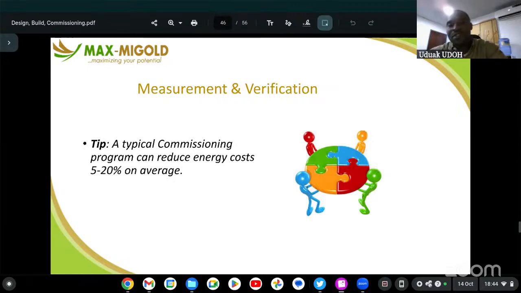So what would you do? When installation has been done right, and testing is properly done to make sure that each of the components is tested and working fine, then it is commissioned. Then we would save energy costs, should there be issues if not installed well. So that's what we're saying. A typical commissioning program can even reduce energy costs by 5 to 20% on average.